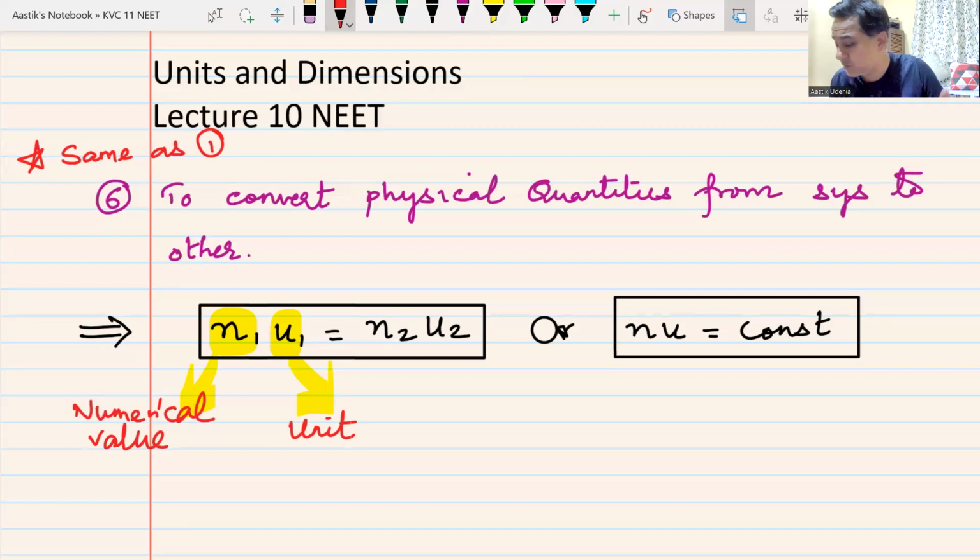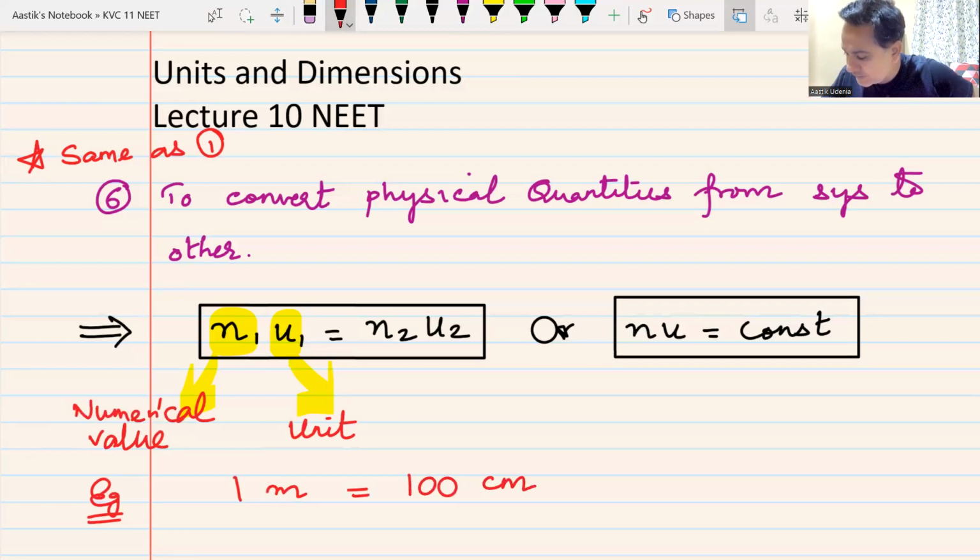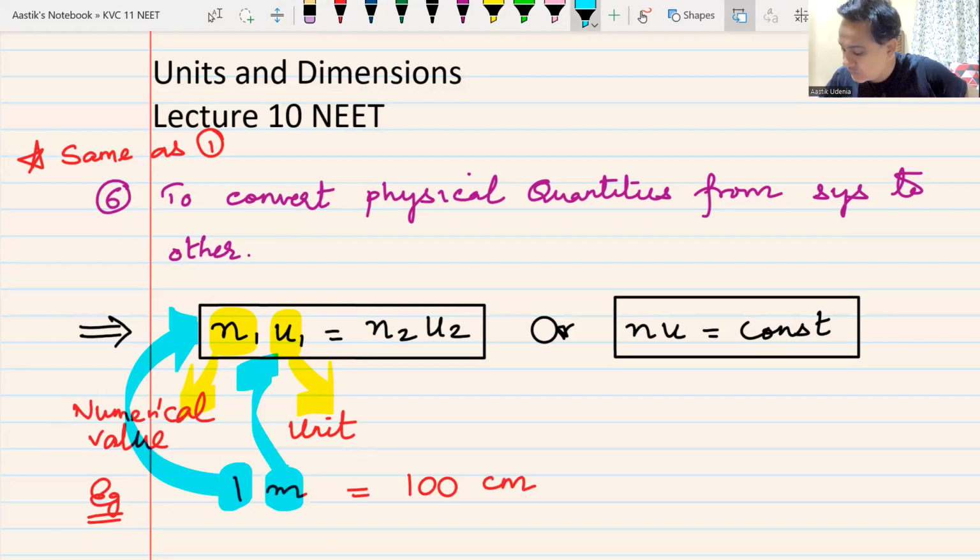Anyways, I will tell you, N1 stands for the numerical value and U1 stands for the unit. N1 into U1 should be equal to N2 into U2. A very simple example of this is, if I write 1 meter, on the other side it will be equal to 100 centimeters. Now, this 1 is actually your N1. This m is actually your U1. This 100 is your N2. And this centimeter is your U2. Do we understand this?